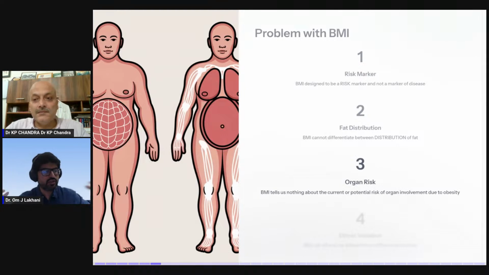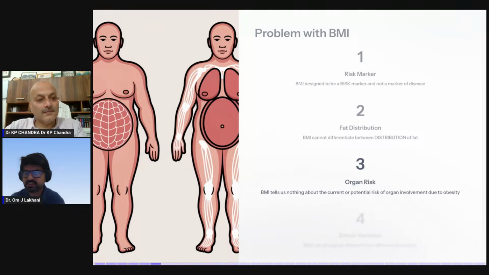These are also known as android and gynecoid forms of obesity. Generally speaking, men, because of testosterone, tend to accumulate fat more in the abdominal region, and that tends to have more metabolic consequences. It tends to be more active fat, whereas women tend to have fat more in the hip region, which tends to be more subcutaneous fat. Subcutaneous fat tends to be more protective compared to the visceral fat, which is supposed to be more dangerous.